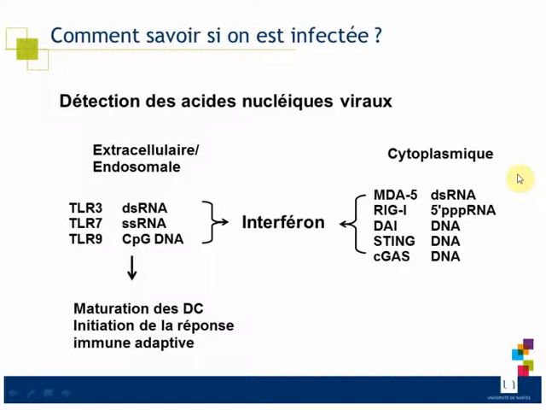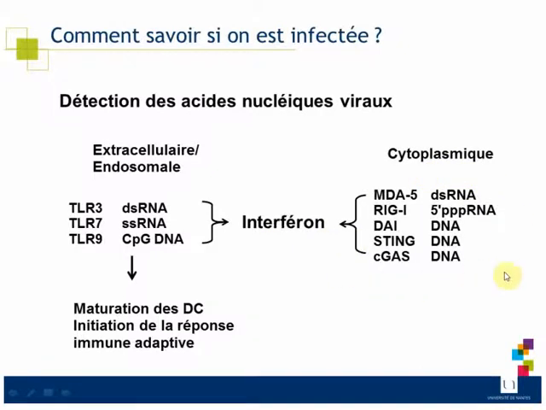The other family or large class of nucleic acid receptors that exist are cytoplasmic. So these are going to detect viruses or nucleic acids that viruses produce inside the infected cell. And the main result of this is that infected cells are going to produce interferon.